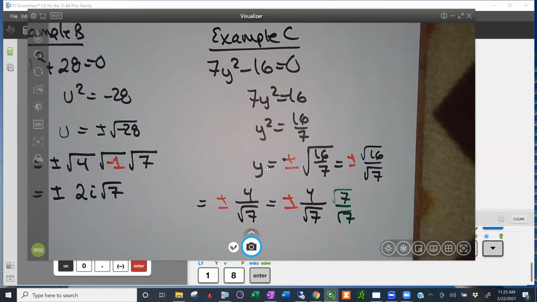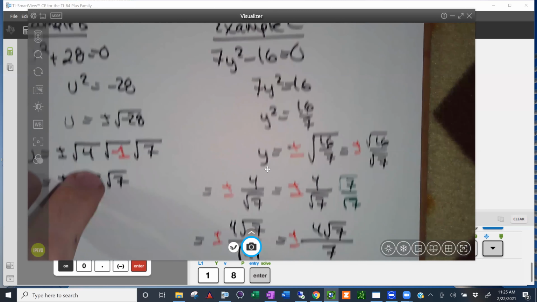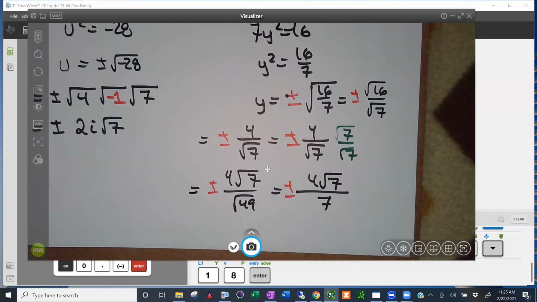Because in the numerator, we're going to get 4 square roots of 7. Nothing changes there. But in the denominator, 7 times 7 is square root of 49. And square root of 49 is 7. Let's not forget our plus or minus. Whoops. Didn't realize I'd gotten off screen there a little bit.